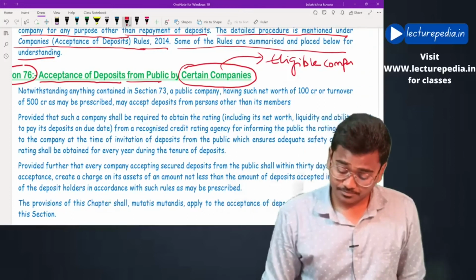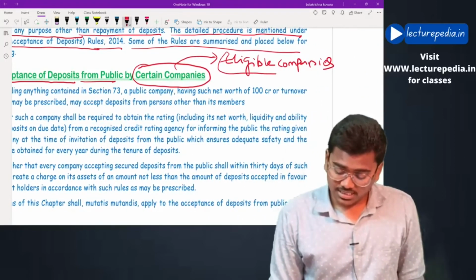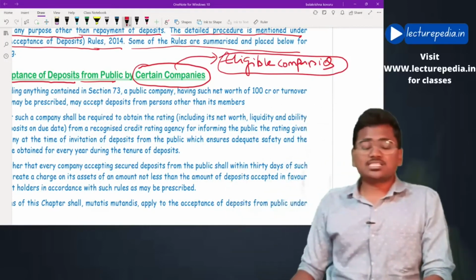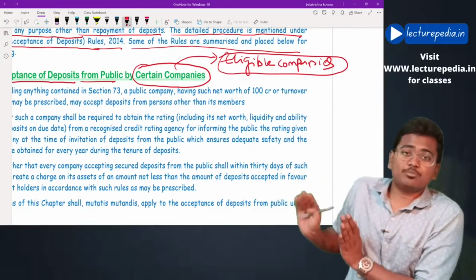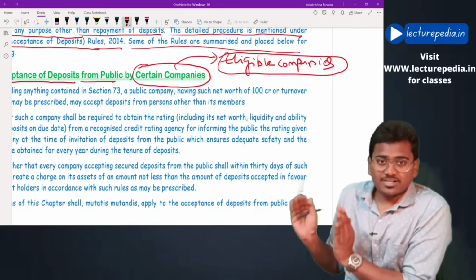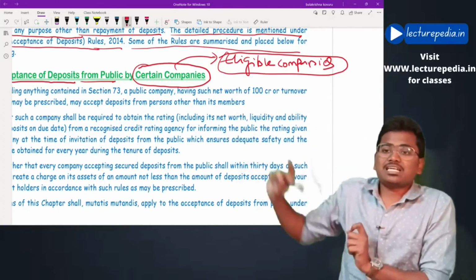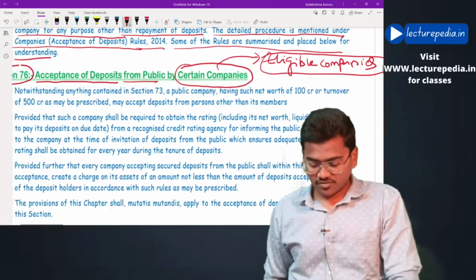See, the definition of these eligible companies is relevant only for this chapter, only for the chapter of deposits, acceptance of deposits by companies. You should not apply this definition in other chapters. Okay, what is the definition of eligible companies?